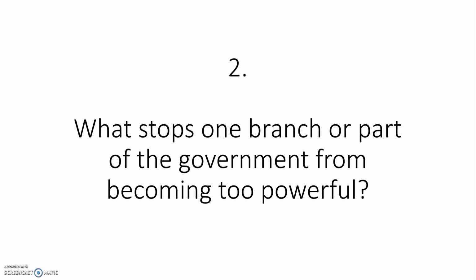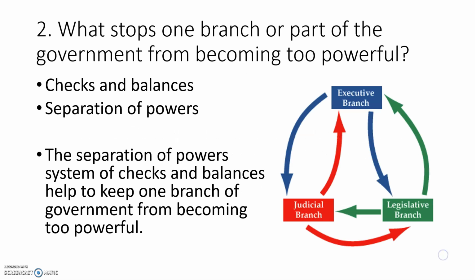Number 2. What stops one branch or part of the government from becoming too powerful? Checks and balances and separation of powers. The separation of powers system of checks and balances helps to keep one branch of government from becoming too powerful.